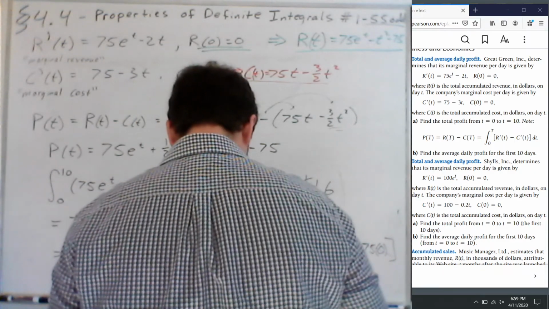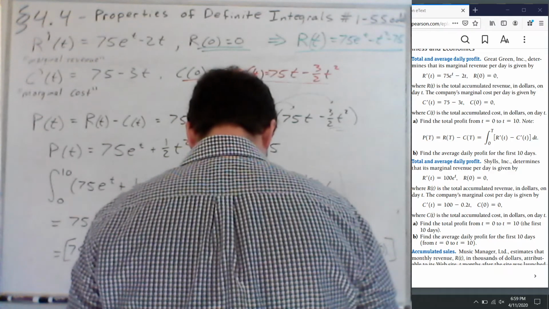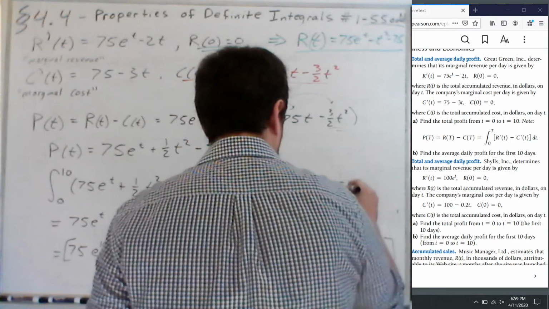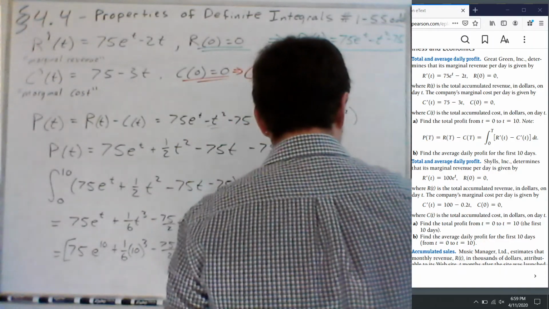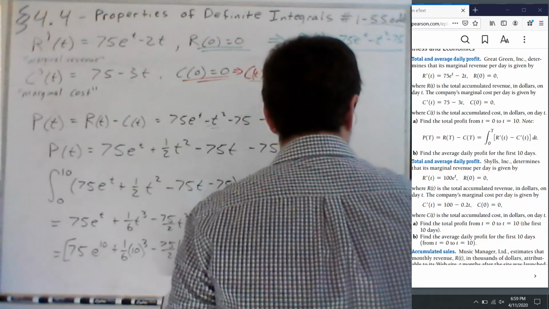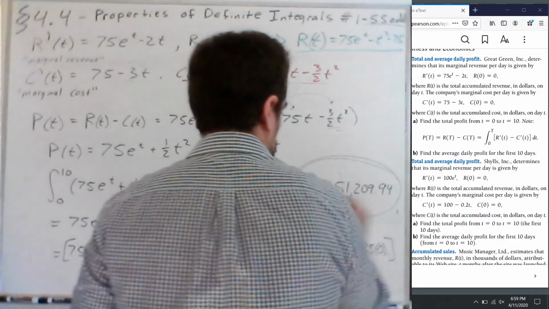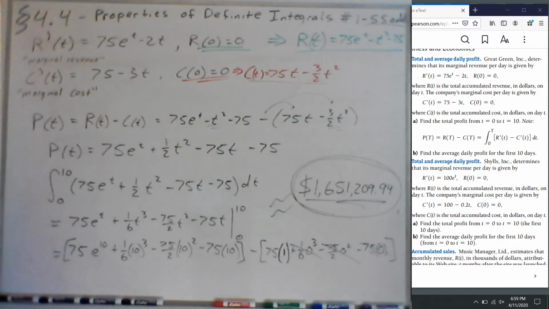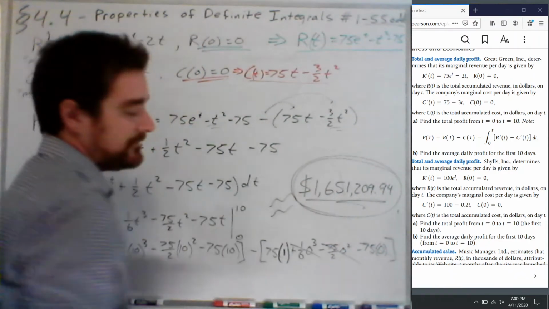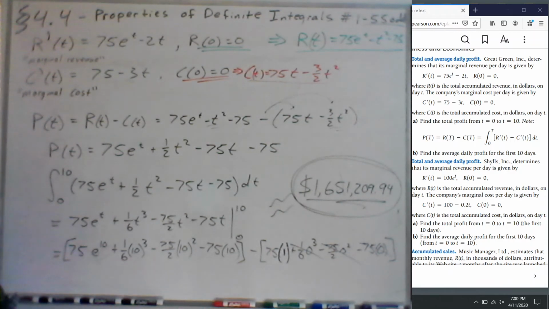$1,651,209.94. So again, we'll plug it in the calculator, let the calculator do all the heavy lifting. So that will be our total profit from day 0 to day 10.